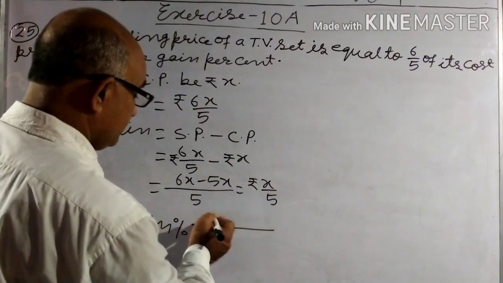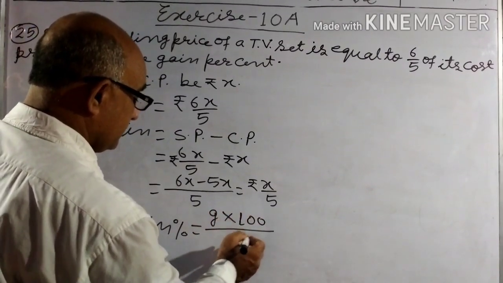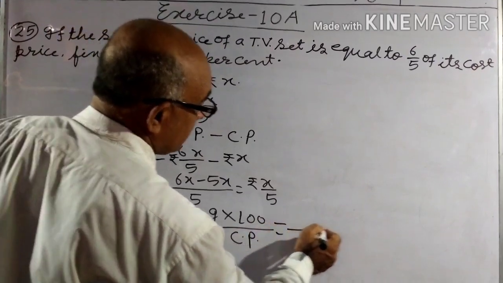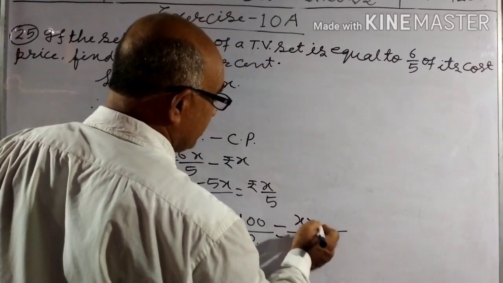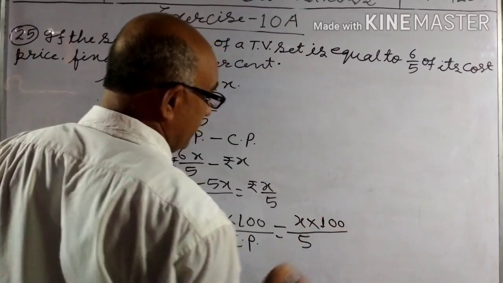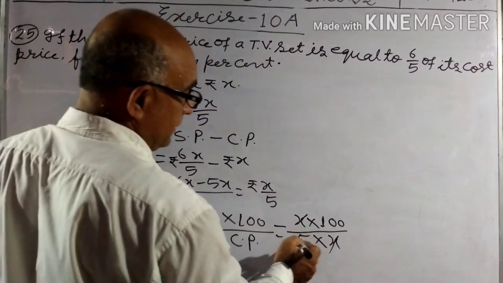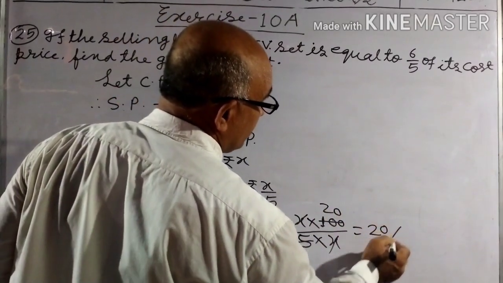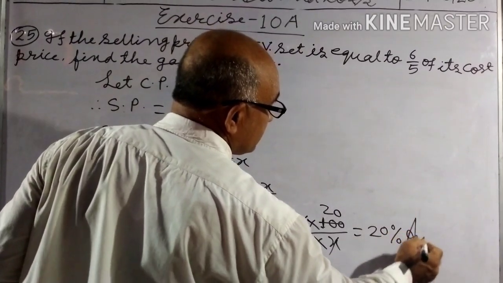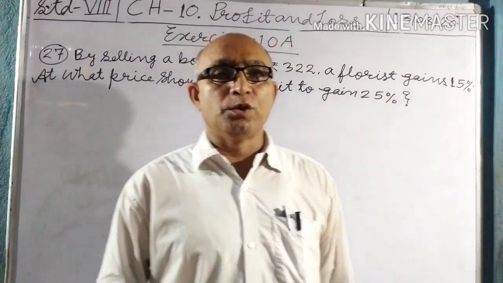Gain percent equals gain into 100 by CP. Gain equals x by 5, into 100, by CP x. x and x cancel, and 5 twenties are 100. So 20% is the answer of this question. Understand and write it. Next question is question number 27.